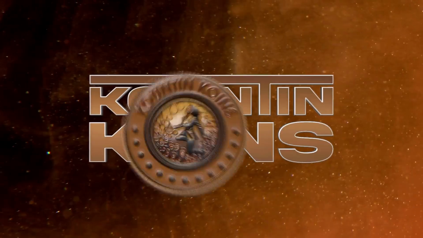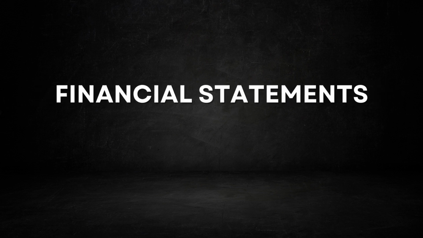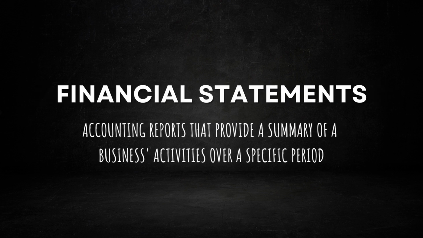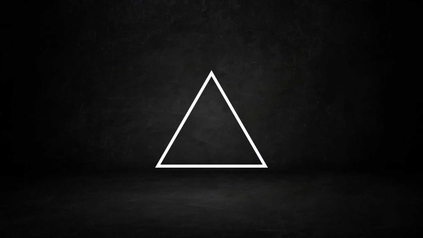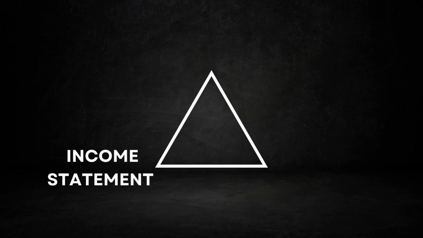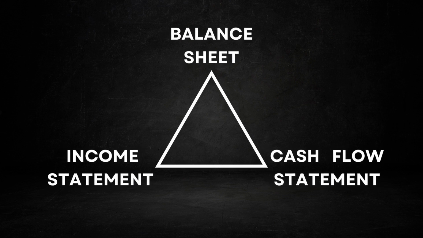First, let's define financial statements. Financial statements are accounting reports that provide a summary of a business's activities over a specific period. There are three main types: the income statement, the balance sheet, and the cash flow statement. In this video, we'll concentrate on creating an income statement.